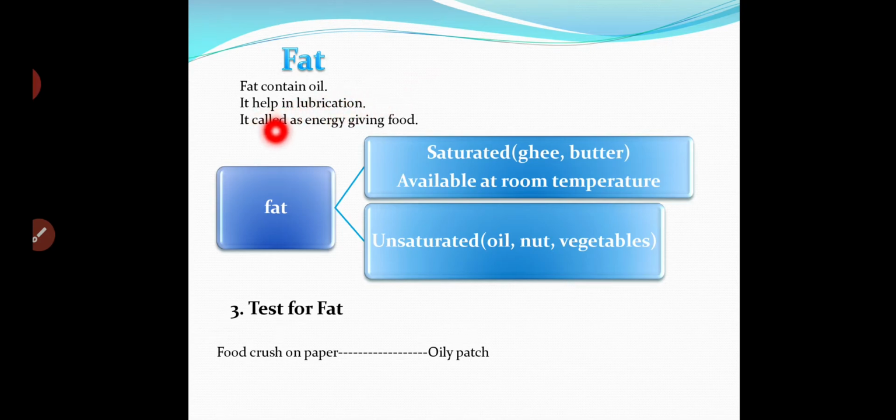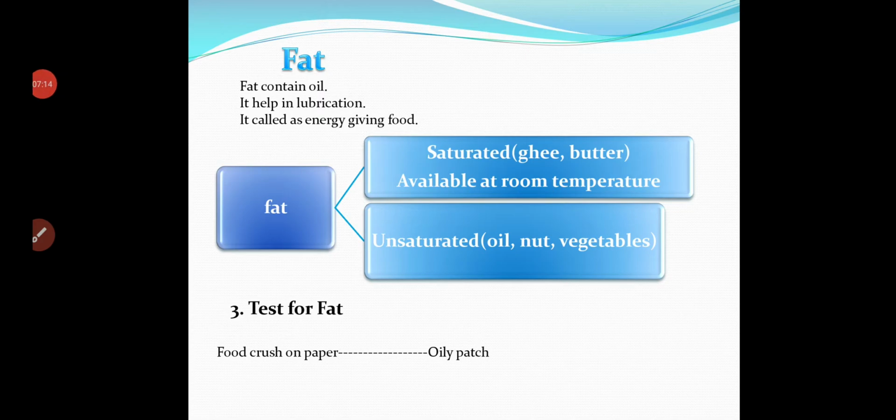So fats are called energy giving food. In fat we have two types: one is saturated fat, another is unsaturated fat. Saturated fats are those which are solid at room temperature. Room temperature means the normal temperature of our surrounding.